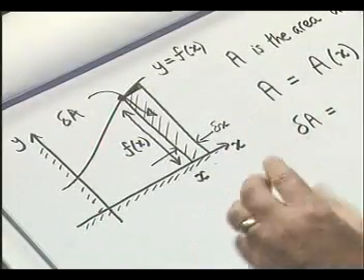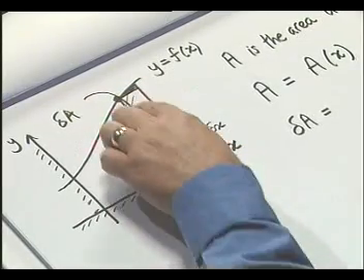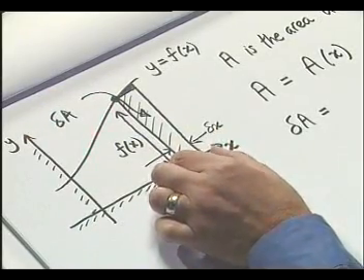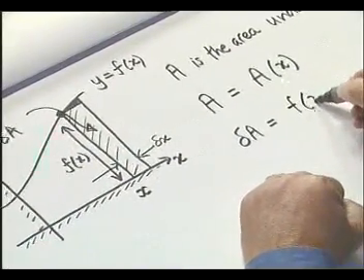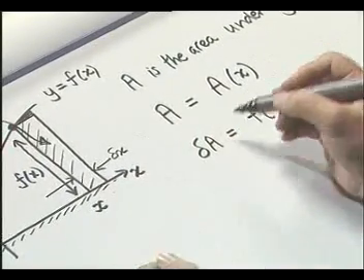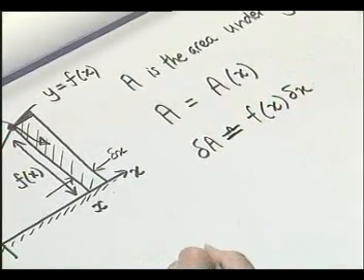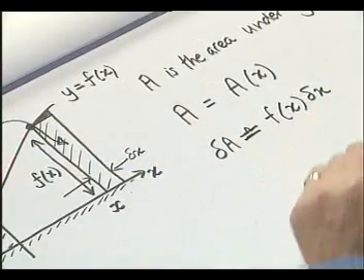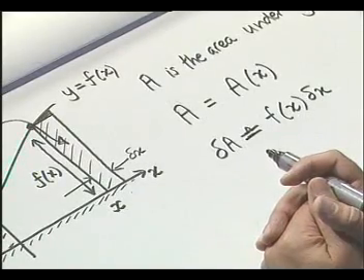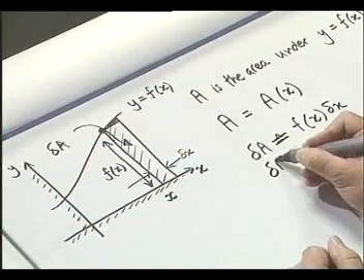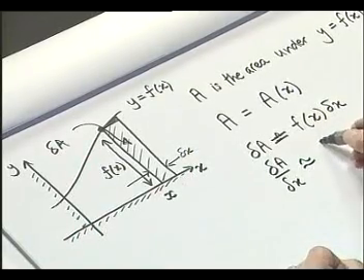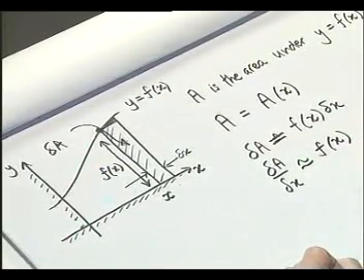If I assume it's a rectangular section, then the area here, this additional area, delta A, is f of x multiplied by delta x. Now that's only approximately true, so this is really an approximately equal to symbol. This additional area is approximately equal to f of x times delta x. Let me now divide both sides by delta x. That's going to give me delta A over delta x is approximately equal to f of x.